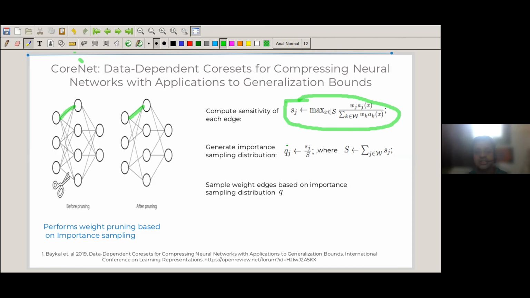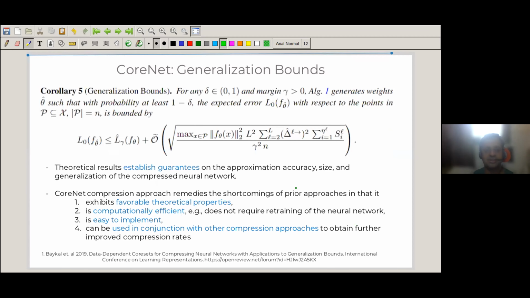And based on this, you can now generate importance sampling. So you're sampling the edges based on the importance that you got from s_j with a suitable normalization. So you will basically sample the edges based on the importance sampling distribution Q. This is a simple idea, right? Weight pruning happens here.